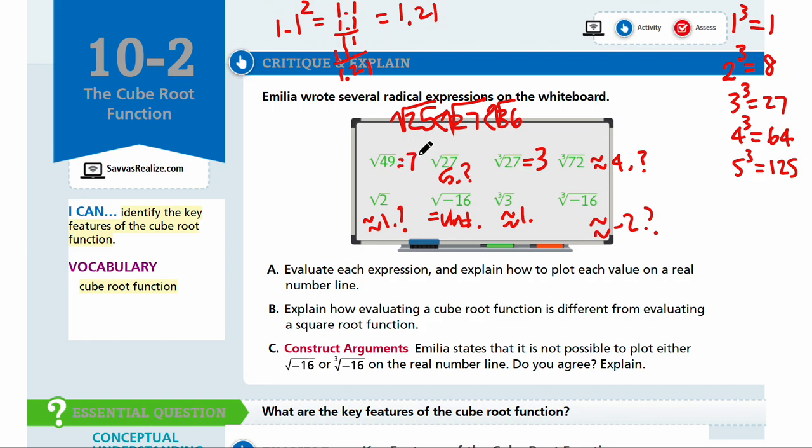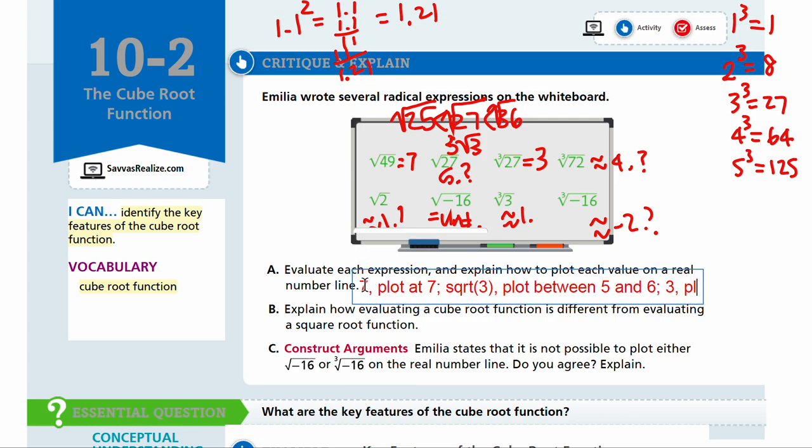You plot 7. This one is actually, if you simplify, it's 3 root 3. That's between 5 and 6, just like we talked about. So let's organize it and write it one by one. So the first one is 7. Plot at 7. The second one is square root 27. So plot between 5 and 6. Then the next one is 3. Plot at 3 because we know it's exactly 3.